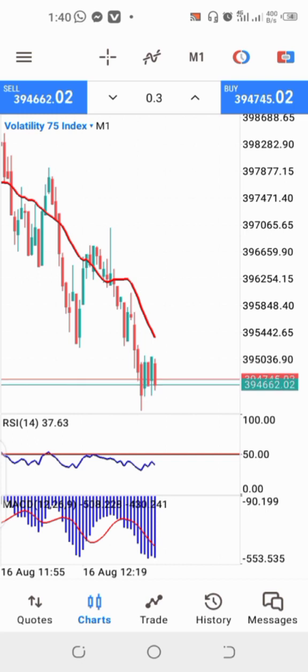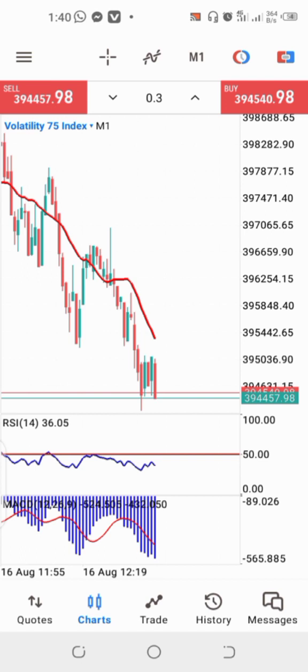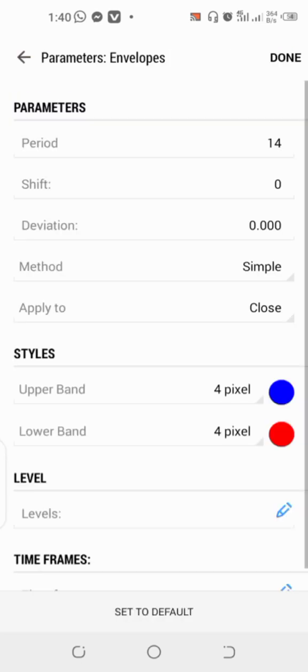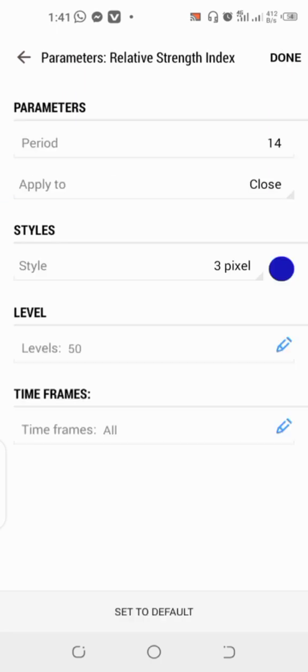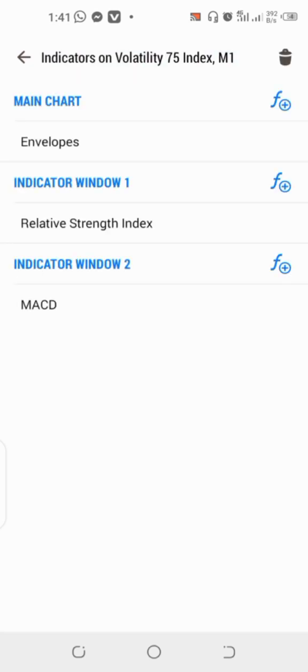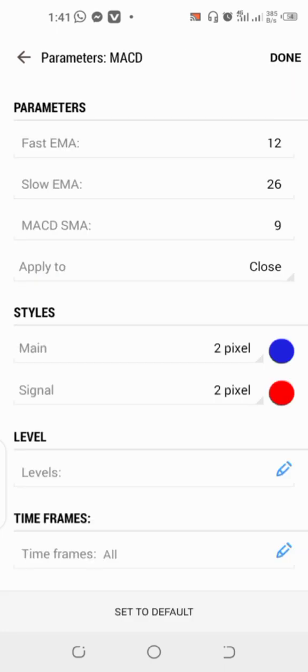Now, without wasting much of your time, on the screen, as you can see, I have three indicators. On the main chart is the envelope. This is the setting; you can take a screenshot of it and apply it to your chart. On indicator window one, I have the RSI, level 50. Then indicator window two, I have the MACD, also set as you can see on the screen.